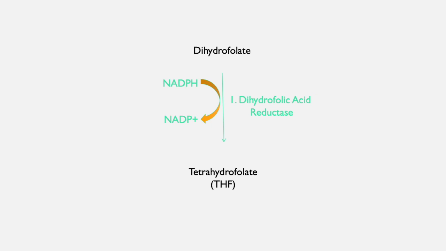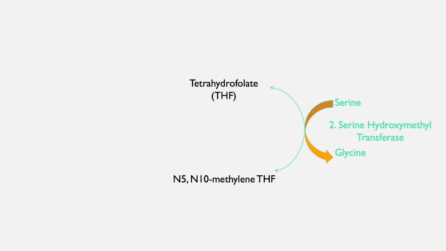Then, using the same enzyme, dihydrofolic acid reductase, and NADPH once again from the pentose phosphate pathway, dihydrofolate is converted into tetrahydrofolate, or THF. From tetrahydrofolate, serine hydroxymethyltransferase, SHMT, is used to convert THF to N5-N10 methylene THF. This enzyme takes a methyl and hydroxyl group from serine and gives it to THF to form N5-N10 methylene THF and glycine as a byproduct. For this enzyme to function, pyridoxal phosphate, which comes from vitamin B, is required.